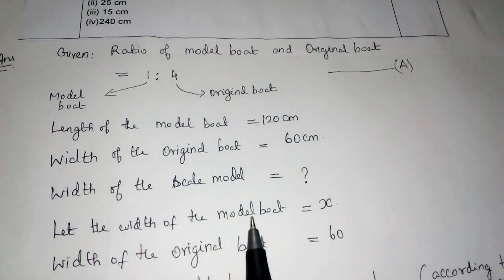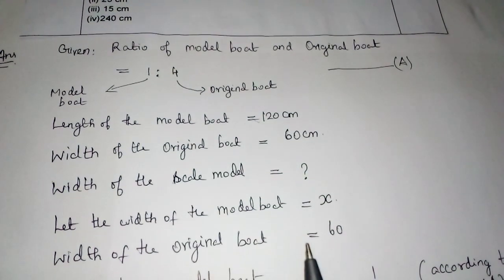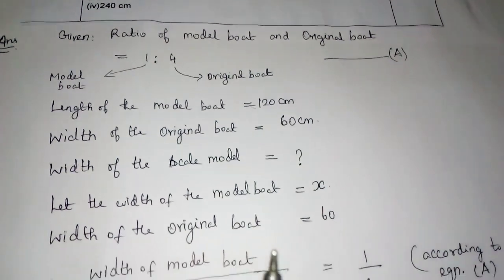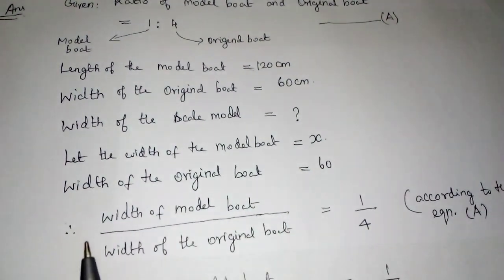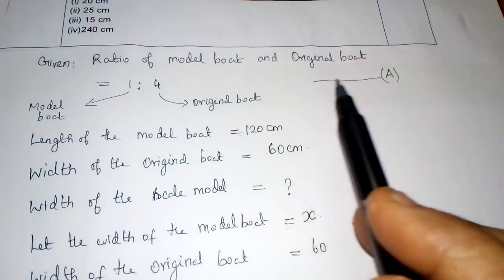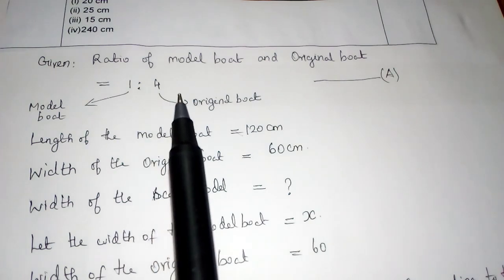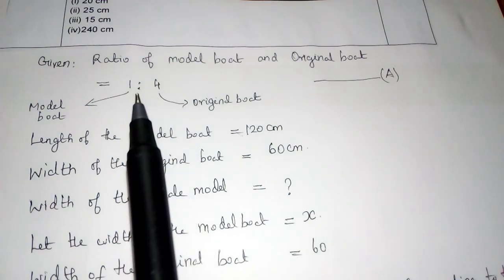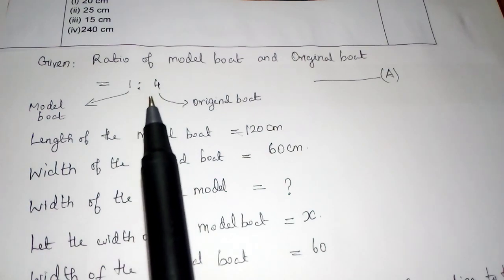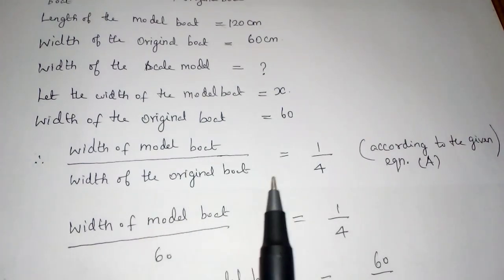So we keep the width of the model boat as x and width of the original boat is 60 centimeter. Therefore we can write width of the model boat divided by width of the original boat is equal to 1/4, according to equation A. The ratio of the model boat and the original boat is 1:4, which is nothing but 1/4.